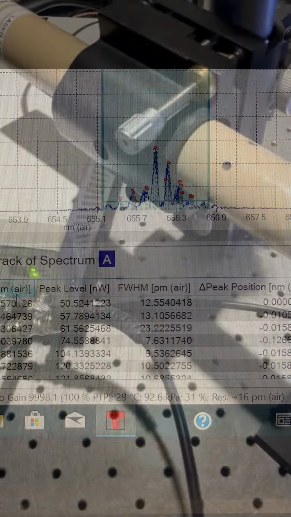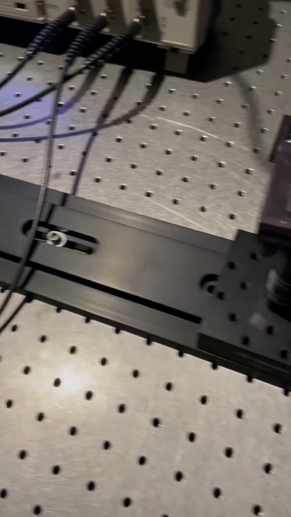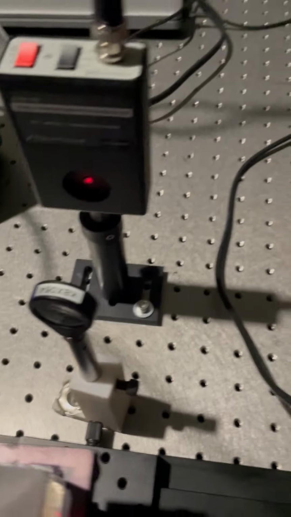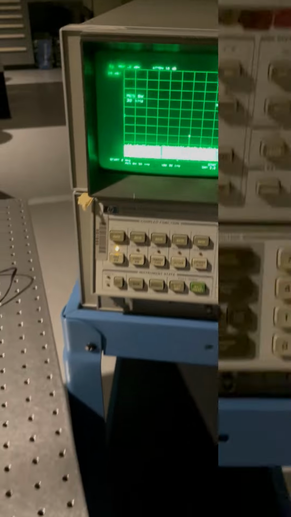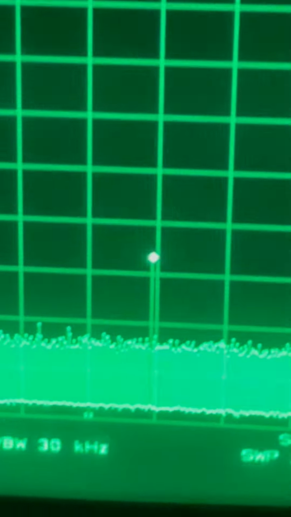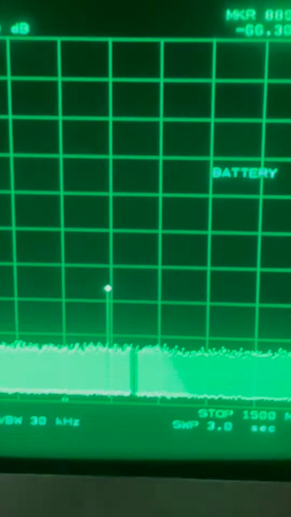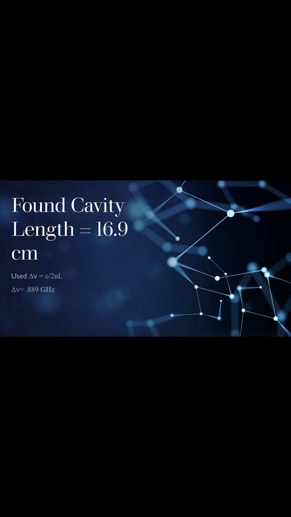For part D, we're using the same laser as in part B. This time we're using the electrical spectrum analyzer, and we're measuring the cavity length of the laser using its mode spacing, which we found to be 0.889 gigahertz. And using the equivalence to c over 2nl, we found our cavity length was 16.9 centimeters.